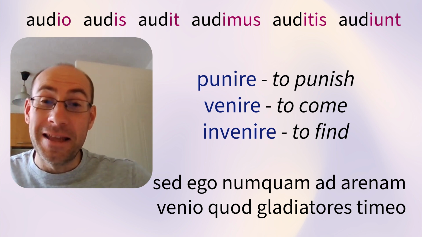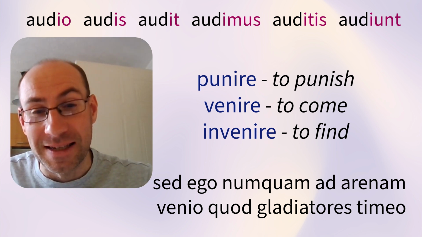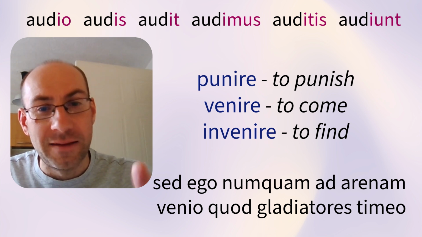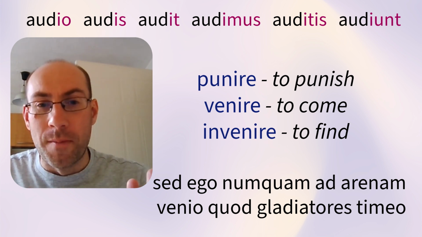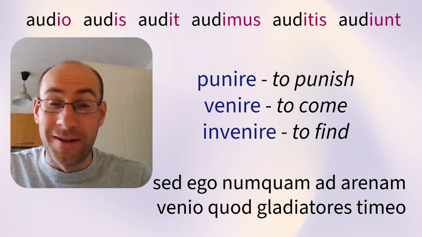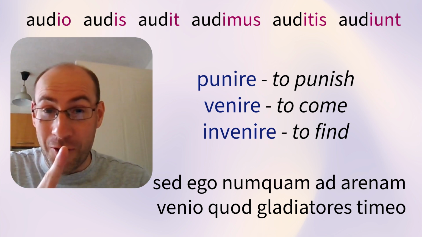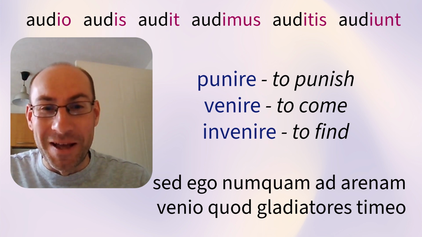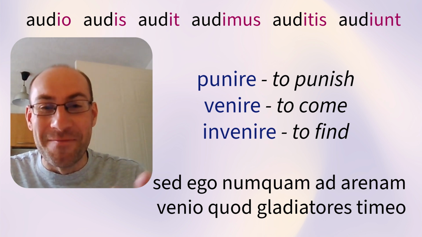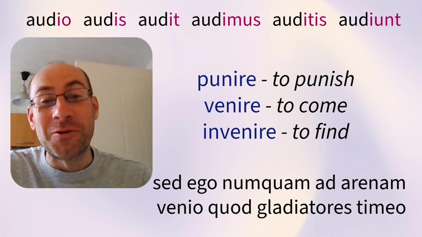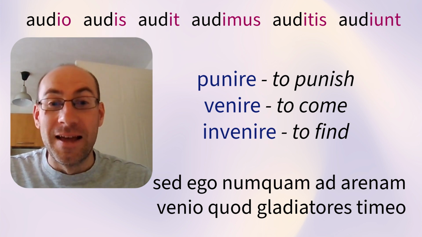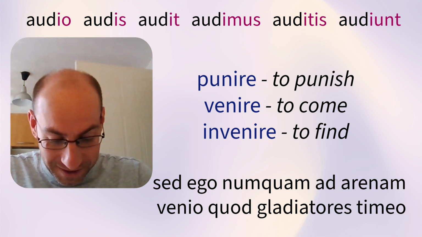Viri ad arenam veniunt, quod gladiatores spectare volunt, sed ego numquam ad arenam venio, quod gladiatores timeo, or quod timidus sum. Sum: I am timid, right? I'm fearful. I fear the gladiators, gladiatores. Timeo, timidus sum. Take your pick.